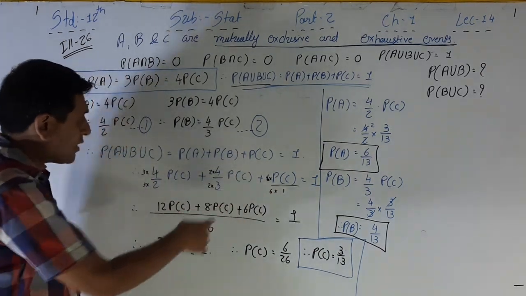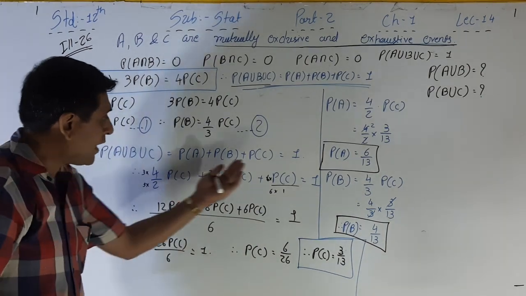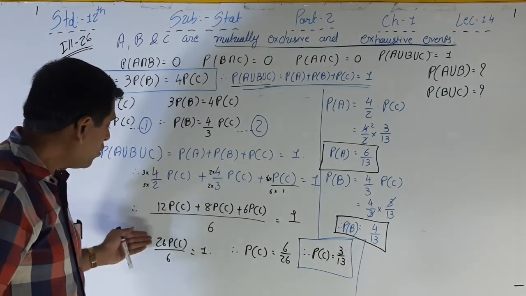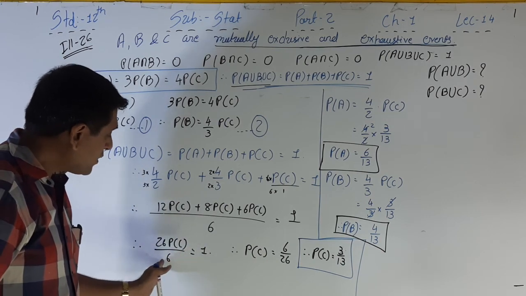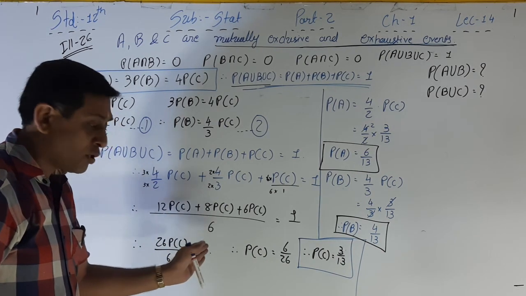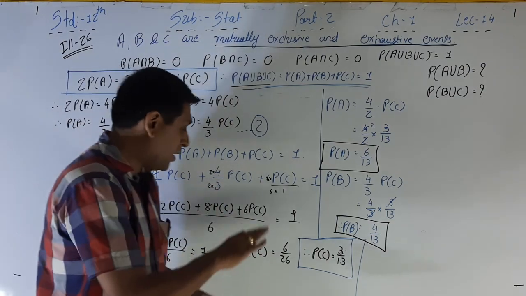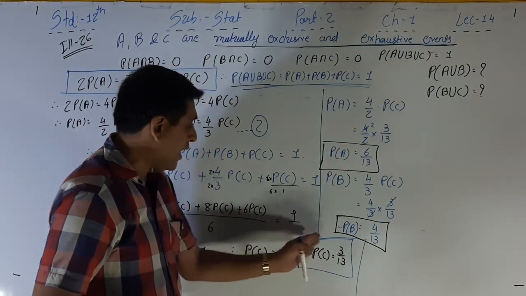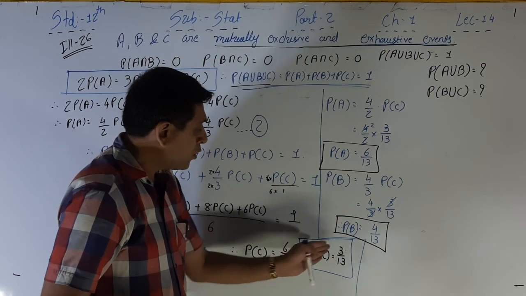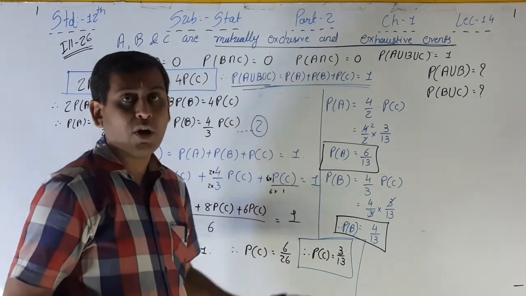Now taking 6 as an LCM and multiply the numerator. Thus 26 P of C upon 6 is equal to 1. That's why 6 is transferred and 26 also transferred to the opposite side. So it is divide, multiply, divide. So 6 by 26, and cancelling these 2, so 3 by 13 is P of C.